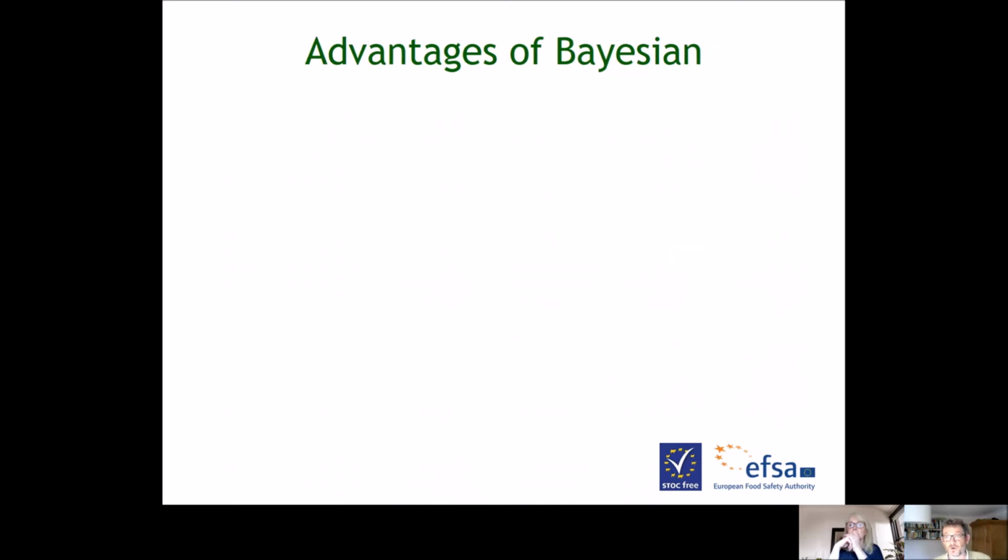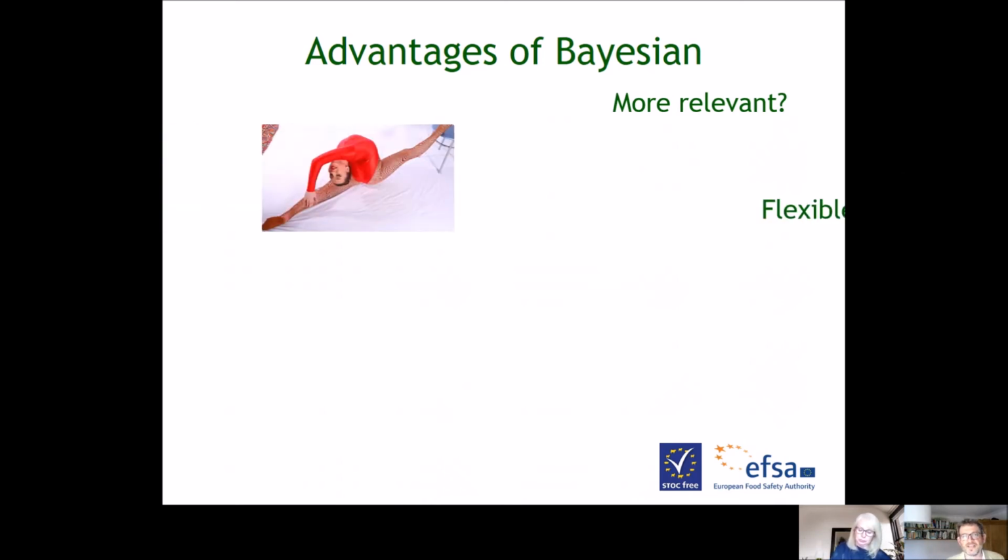The advantages of the Bayesian approach. Well, first of all, I would say it's probably more relevant to humans. We normally would like to know what the data mean rather than how unlikely the data were given a particular hypothesis, which is the frequentist approach. But probably more importantly, it's incredibly flexible. It's much more flexible than the frequentist approach. The assumptions that are required are less strict, and so we can almost construct any statistical model that we can think of. And in the Stock-free environment, that flexibility is important.